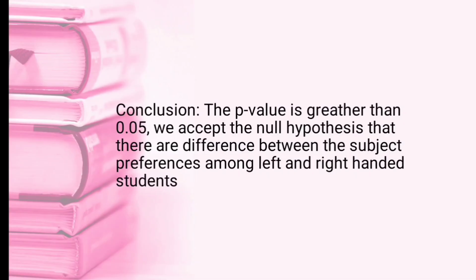For the conclusion, the p-value is greater than 0.05, so we accept the null hypothesis that there are differences between subject preferences among left and right-handed students. So we accept the null hypothesis. And the second example will be discussed by the next reporter.